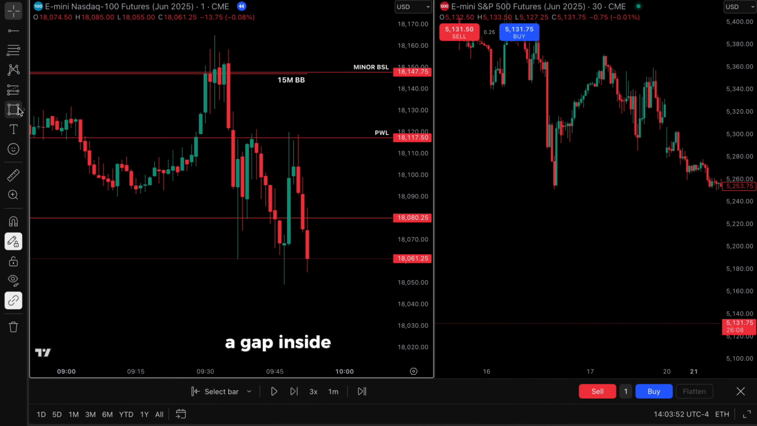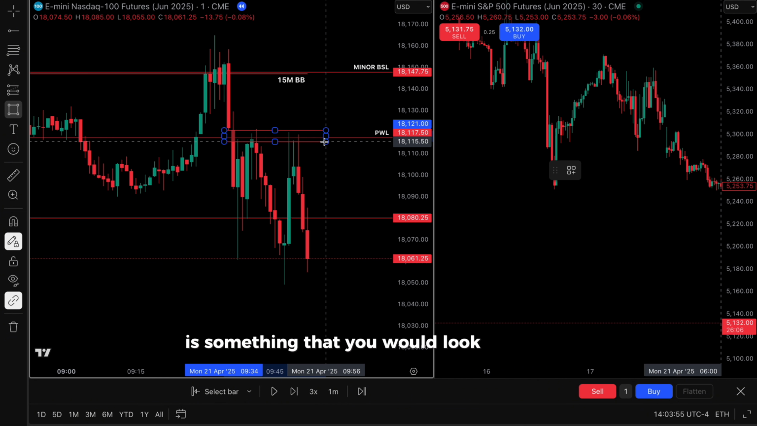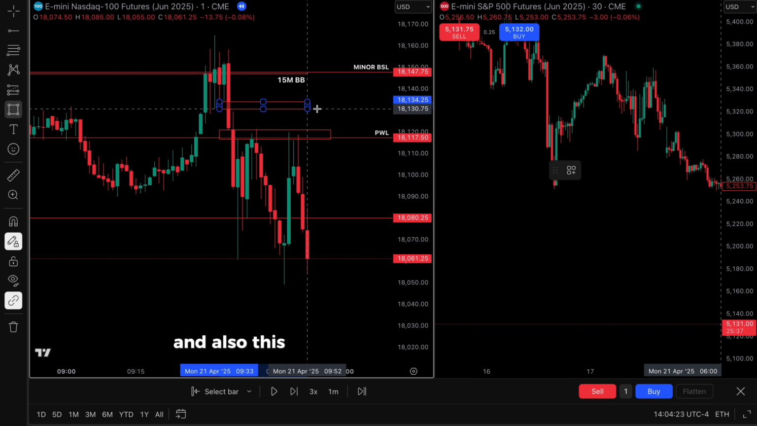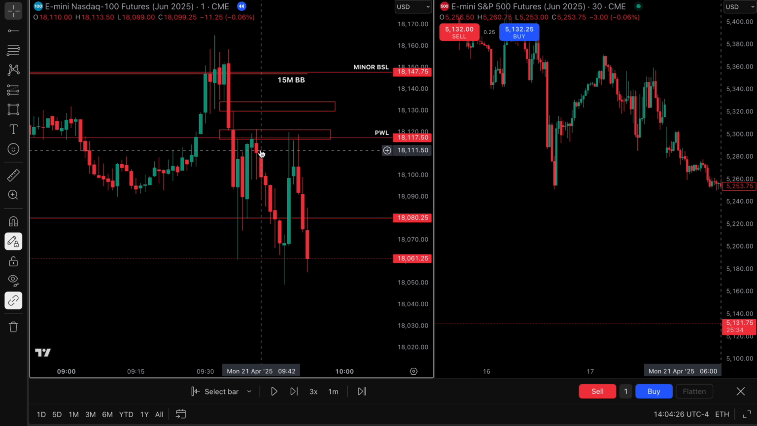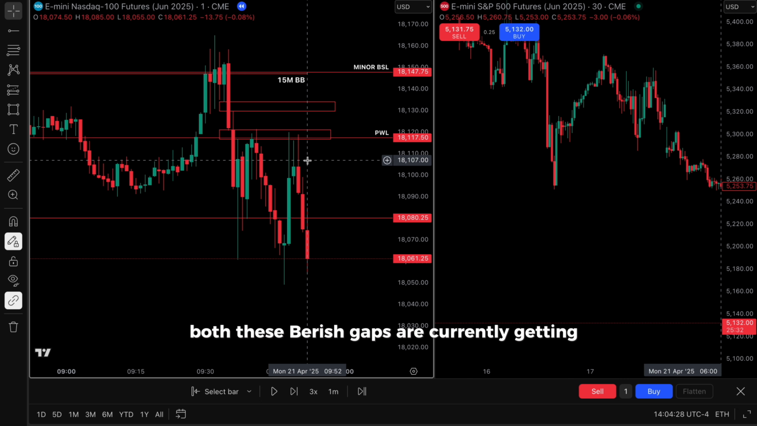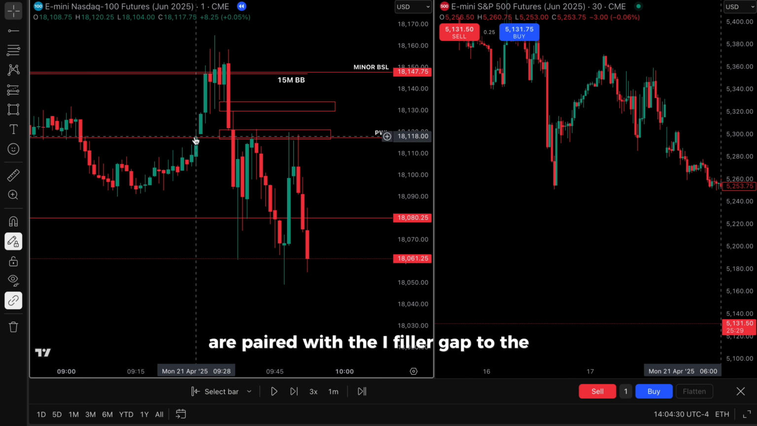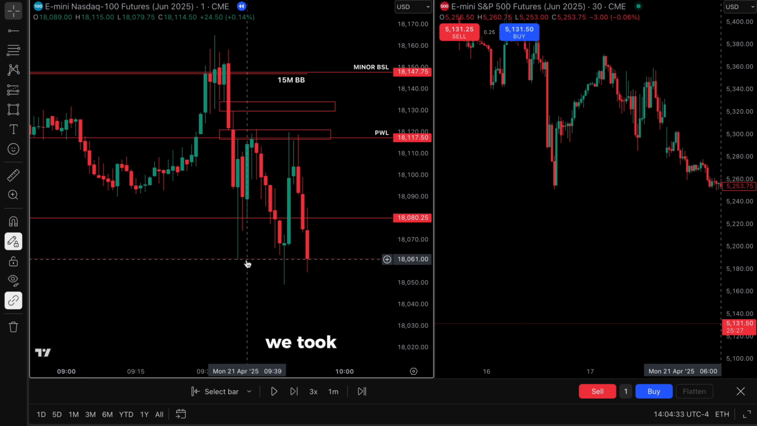First presented gap inside of the New York session is something that you would look to mark out all of the time. And also this unfilled 1-minute bearish fair value gap. You can see both these bearish gaps are currently getting respected, paired with the IFVG to the left. We have then obviously drawn lower. We took the short-term low.